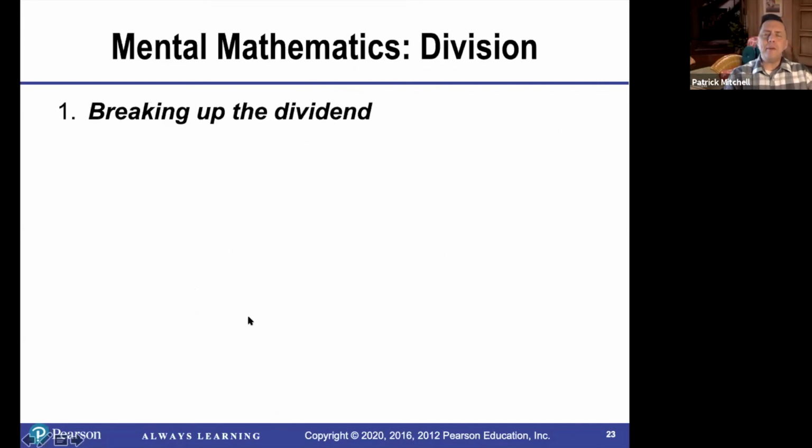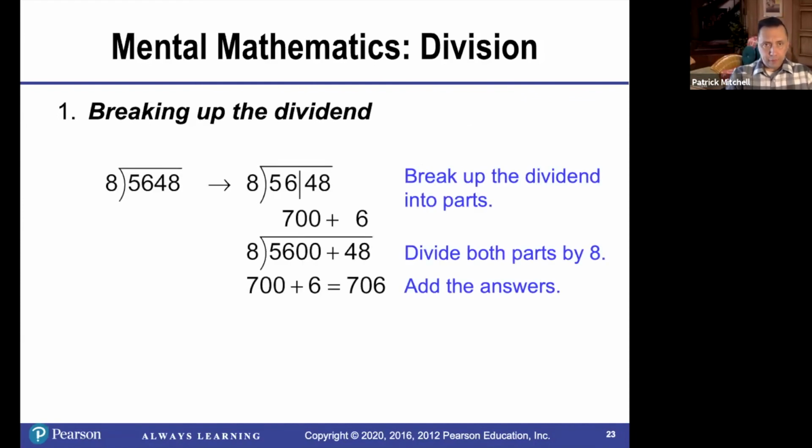All right, mental math tricks for division. First, there's breaking up the dividend. So, for example, to divide 5,648 by 8, we're in luck because 56 and 48 happen to both be divisible by 8. 5,600 divided by 8 is 700. 48 divided by 8 is 6, which means the quotient must be 700 plus 6, which is 706.